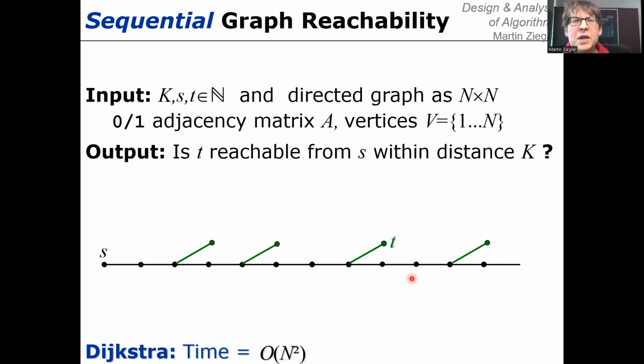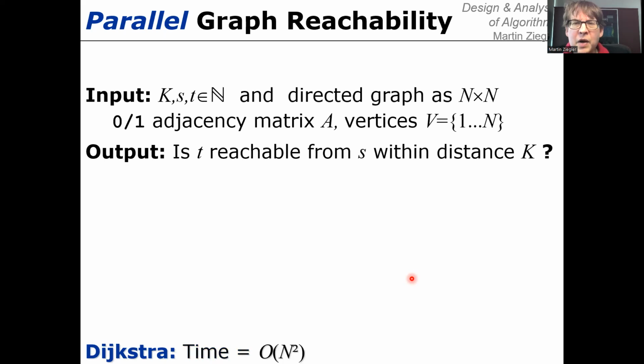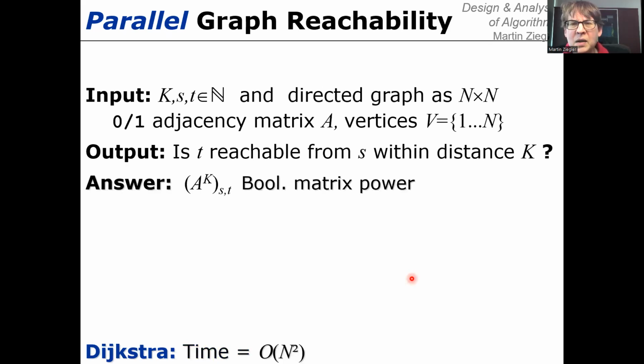Instead, let's consider another approach. Let's try something else, namely a different way of solving the reachability problem in parallel, and that is based on linear algebra, actually. So you may or may not remember from discrete math that if we take the adjacency matrix and raise it to the kth power, then this reflects the connectivity of the original graph up to distance k.